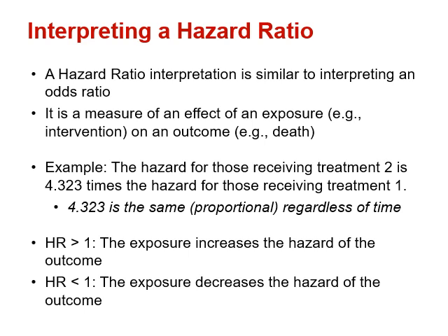If the hazard ratio is greater than 1, the exposure increases the hazard of the outcome. If the hazard ratio is less than 1, the exposure decreases the hazard of the outcome. In this case, the exposure was treatment 2, the new drug, and the hazard ratio was greater than 1. So the new drug increased the hazard of death. It was not a good drug.